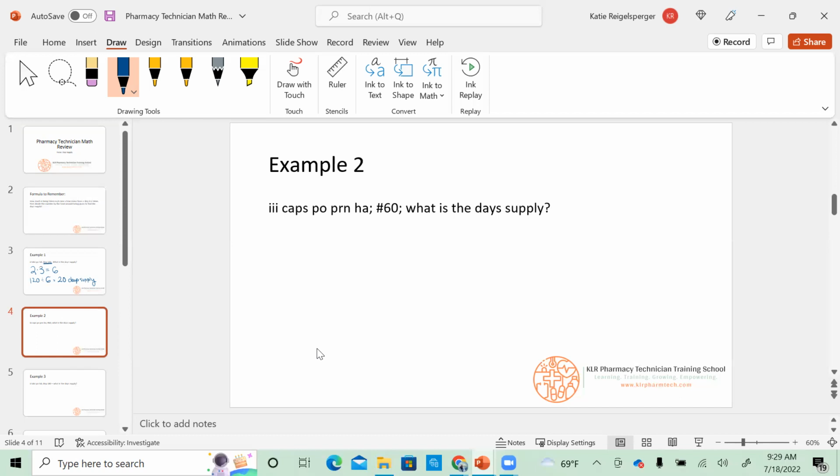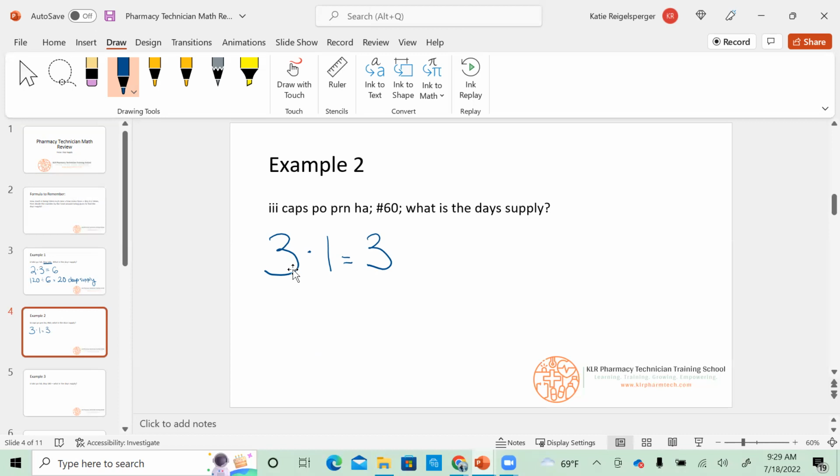So how many capsules is the patient taking each time? 3 capsules. And how many times a day are they doing that? Let's read that again. 3 capsules by mouth as needed for headache. It doesn't say to do it more than one time a day, so we're just going to assume it's 1 time a day. So we can just say 3 times 1 equals 3.